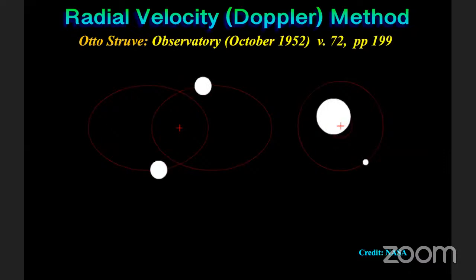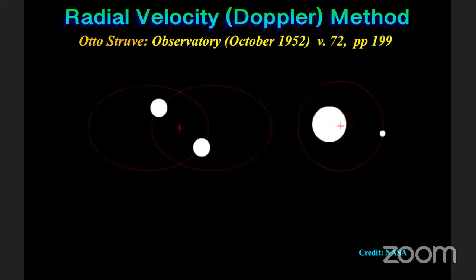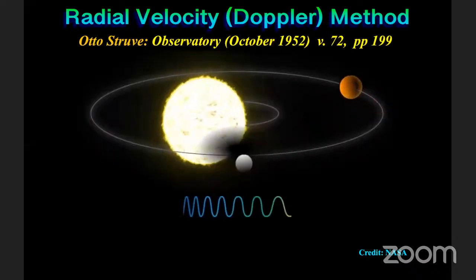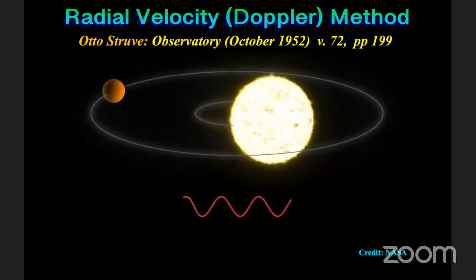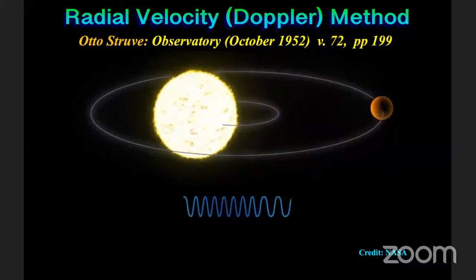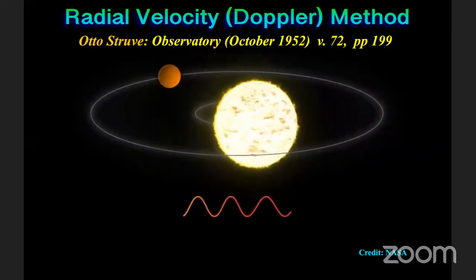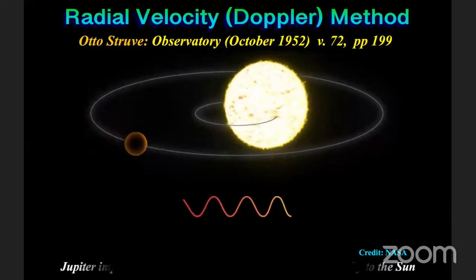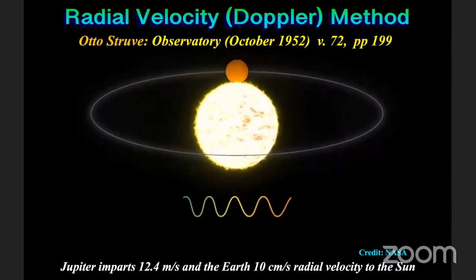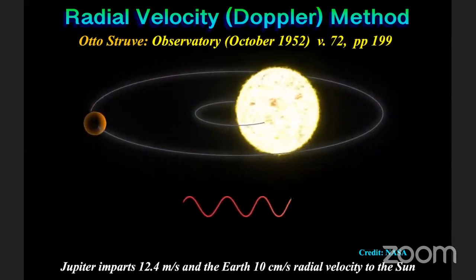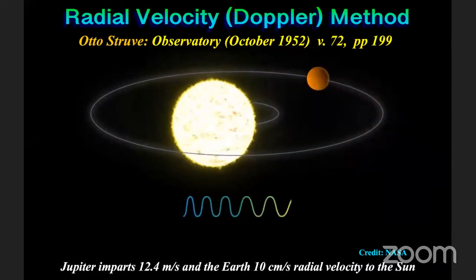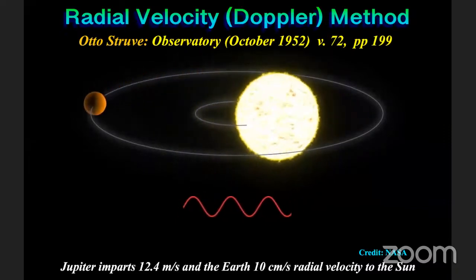Now, if the planet is orbiting edge on, that is at a 90-degree inclination angle, then one can see a radial velocity to and fro. The star is coming towards you and going away from you. This is the radial velocity of the star due to the planet. We know very well that our Jupiter imparts about 12.4 meters per second radial velocity, and the Earth also imparts a tiny radial velocity, 10 centimeters per second, to the sun.